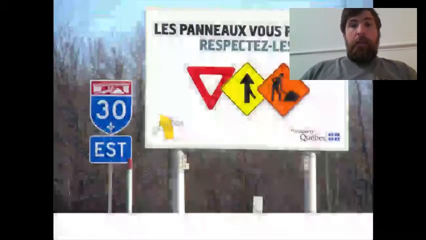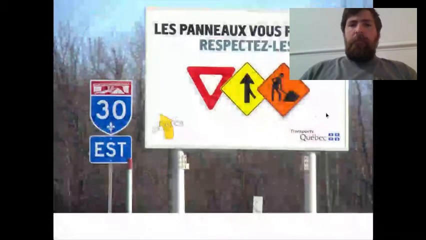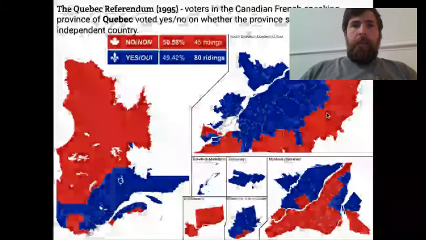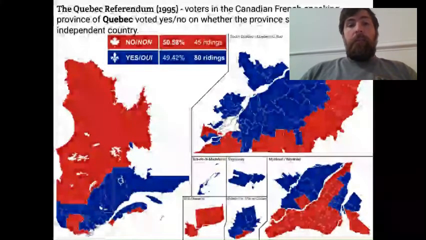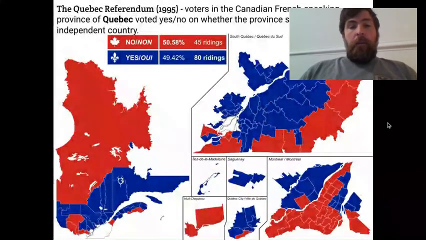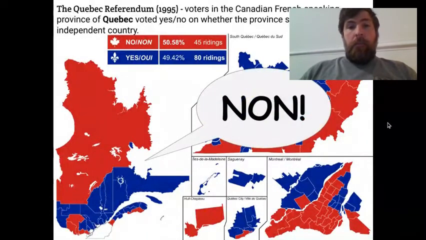And so that leads to bilingual signs like the one you see here. This sign, if you translate it, says, "Signs are important. They're speaking to you. Please respect them." Fascinating. In 1995, some citizens of Quebec wanted to leave Canada and form their own French-speaking country of Quebec. But the referendum was defeated. The people spoke, and they said, "No."